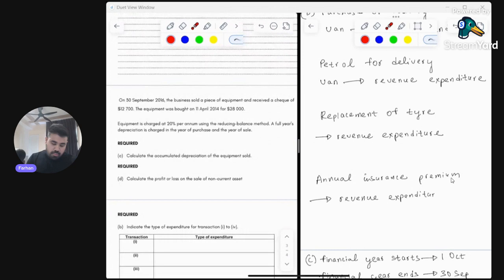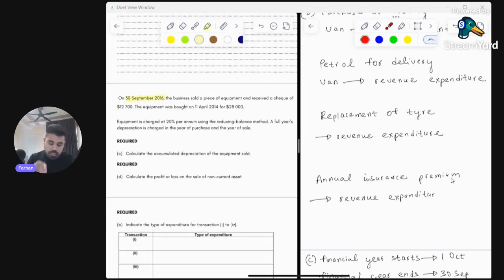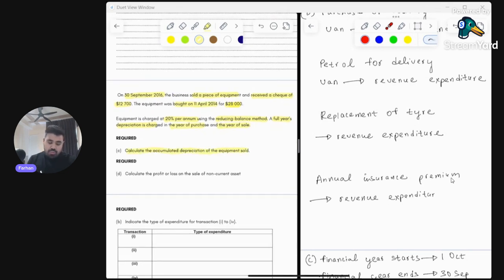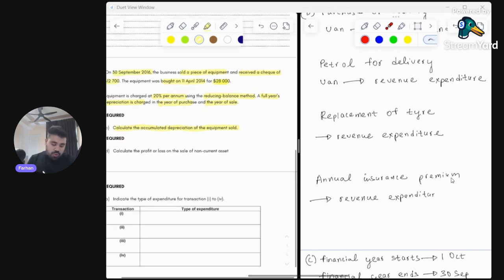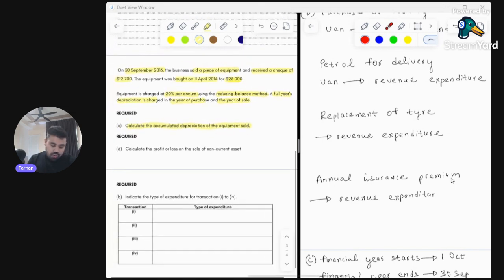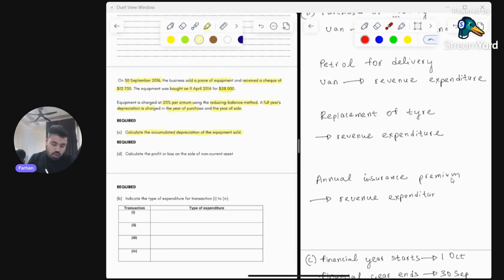On 30 September 2016, the business sold a piece of equipment and received a check of $12,700. This equipment was bought on 11 April 2014 for $28,000. Equipment is charged at 20% per annum using the reducing balance method. A full year's depreciation is charged in the year of purchase and the year of sale. We are required to calculate the accumulated depreciation of the equipment sold and also find out any profit or loss that we have made on the sale of this non-current asset.